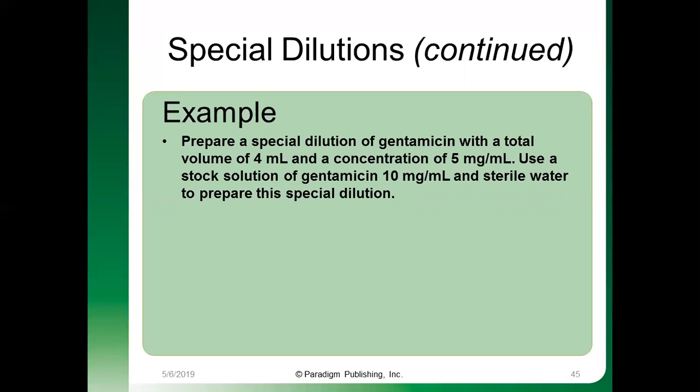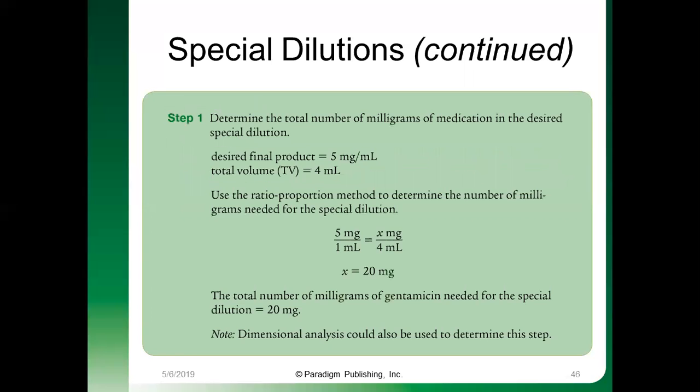But in the pharmacy, you have the concentration of 10 milligrams per mL. So we're going to have to dilute that with sterile water in order to prepare the concentration that we want of 5 milligrams per mL. So how are we going to do that? We're going to follow these easy steps.